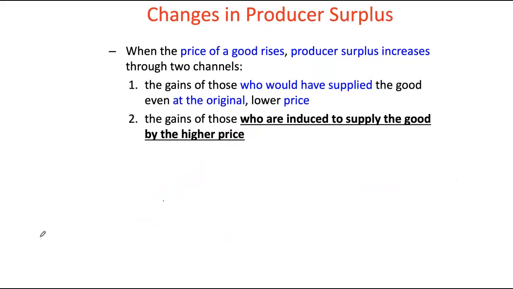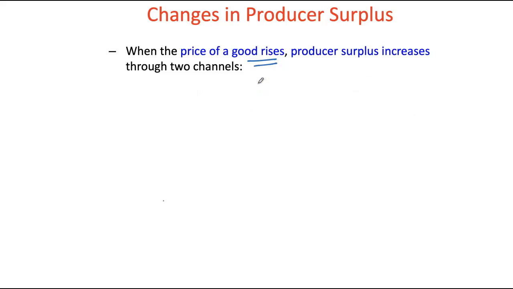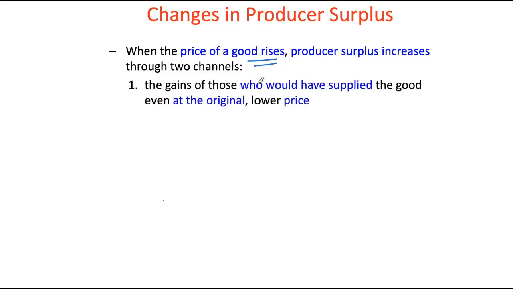Next, let's look at the change in price and its effect on producer surplus. So let's assume price is rising. Just like consumer surplus was affected by a price change, here we'll again see that when price changes, there are 2 particular effects on producer surplus. The first one: note what happens to the producer surplus of your original sellers, people who are willing to sell the good at the old price.